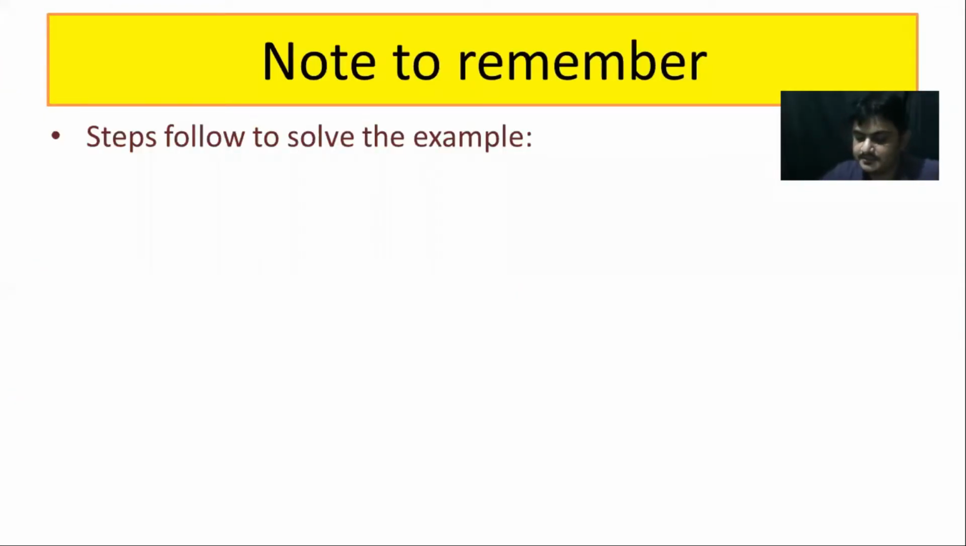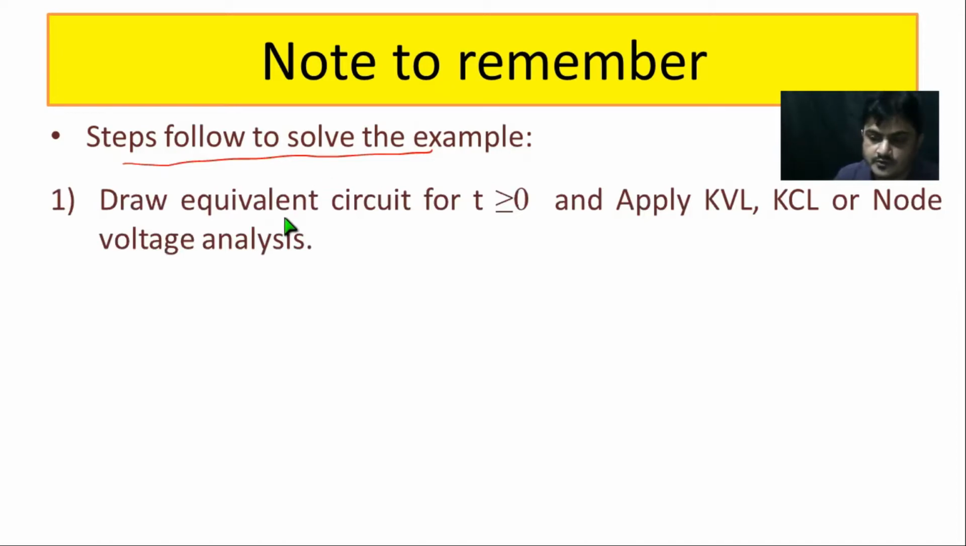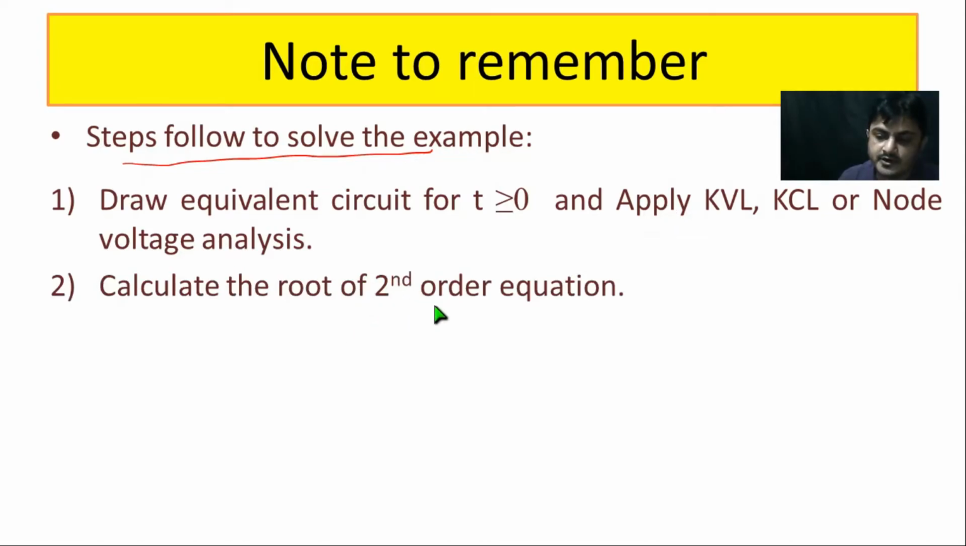So now let us discuss the steps that we are going to follow for our second order differential equation. First of all, we will draw our equivalent circuit for t greater than 0. Let us say I am doing my switching at instant t equal to 0. After that, I will apply KVL, or KCL, or maybe node voltage analysis, depending on which parameter I have to calculate. Just like in our previous case, if we want to calculate current, we will apply KVL. Then we will calculate the root of the second order differential equation.